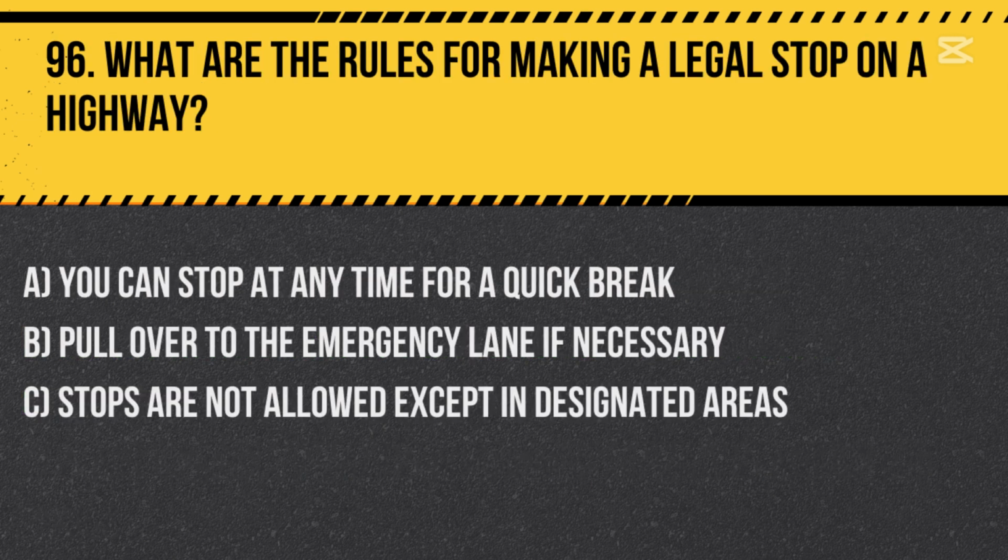Question 96. What are the rules for making a legal stop on a highway? A. You can stop at any time for a quick break. B. Pull over to the emergency lane if necessary. C. Stops are not allowed except in designated areas.